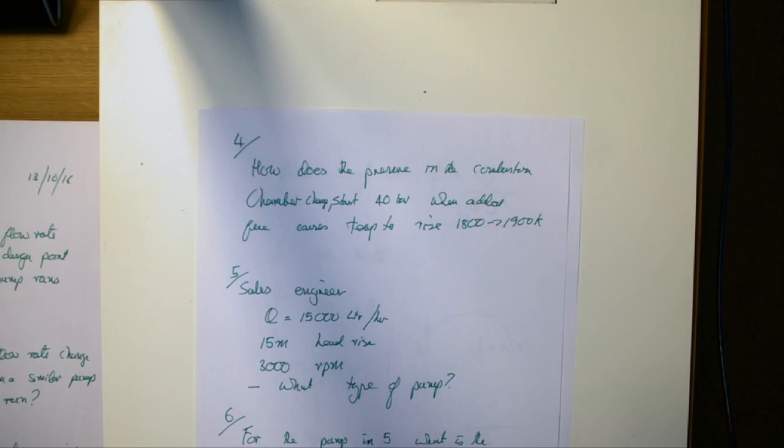What determines the pressure inside the combustion chamber when you increase the temperature of the combustion products from 1800 to 1900 Kelvin? What I'd be happy with is somebody working out what they need to do.